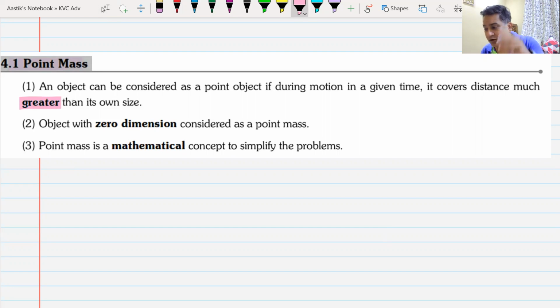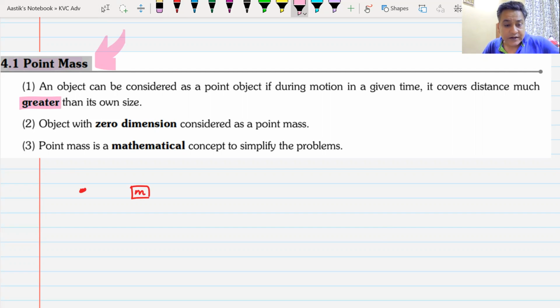So when I say a body of mass M, you don't have to draw the actual body and the actual dimension of the body. You can simply draw them as a point or you can draw them as a block like this. This block is also treated as a point mass. Do we understand this? Yes, sir. Yes or no? Yes, sir.